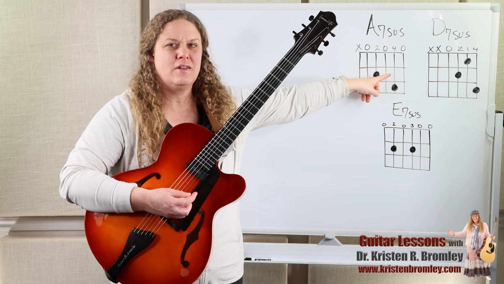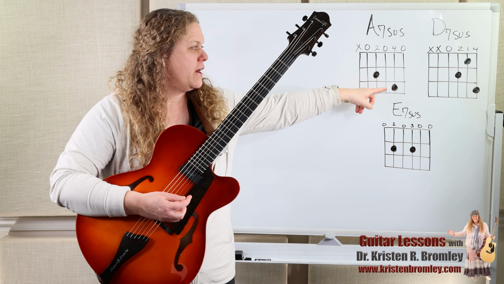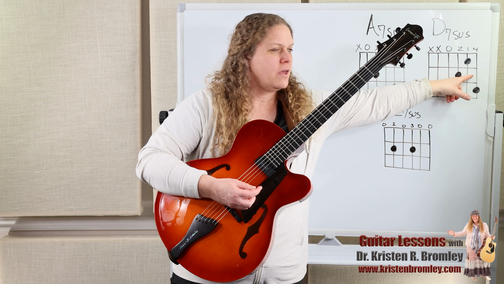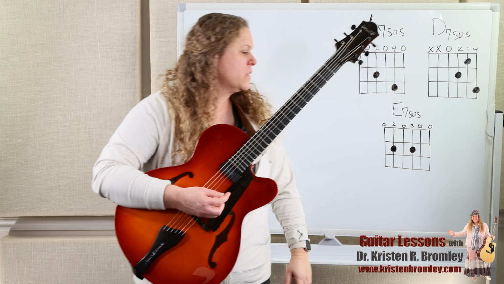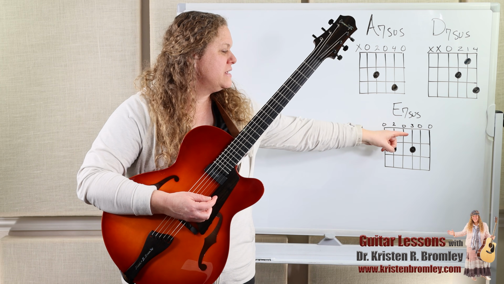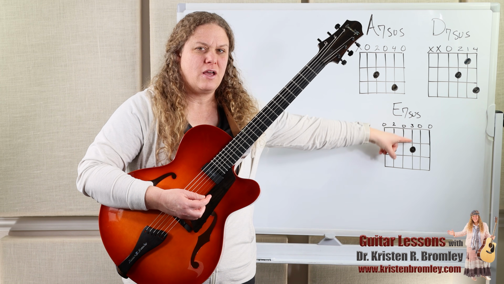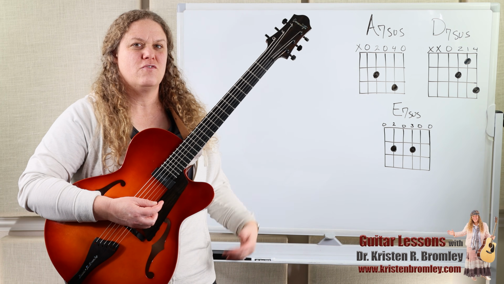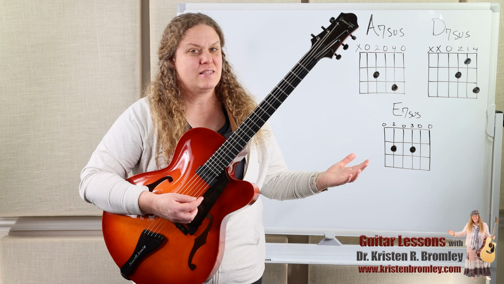A7sus4, normally A7, we have our finger here, now we're 1 fret higher. With D7sus4, normally our finger's here, and now it's 1 fret higher. With E7sus4, or E7, normally our finger's here, now it's 1 fret higher for the E7sus4. So it's as simple as that.